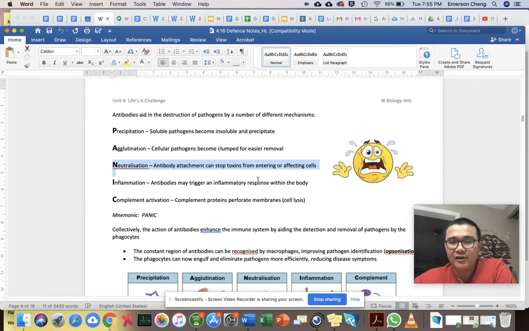Inflammation: trigger inflammation response, complement activation. Sometimes the antibody will eliminate the pathogen itself. Basically, it punches holes. Complement protein perforates the membrane. There are some proteins called complement proteins. They gather together to where the antibody is and where it tags the pathogen, and they punch holes into it.